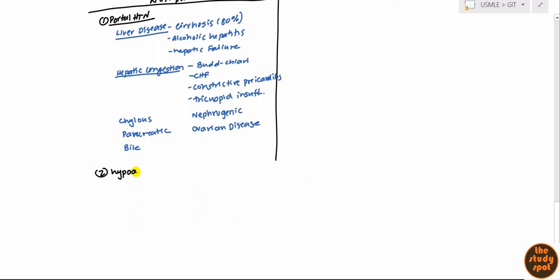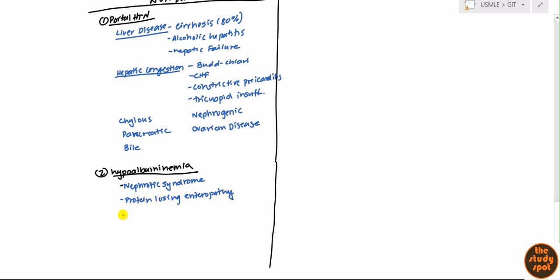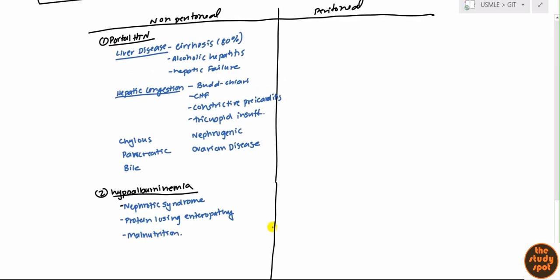And the other type of causes that are non-peritoneal is due to hypoalbuminemia. And so low albumin could be caused by some of those nephrotic syndromes where they're losing proteins to the kidney, protein losing enteropathy, which is found in the GIT, and finally malnutrition. So severe malnutrition can eventually lead to ascites as well.